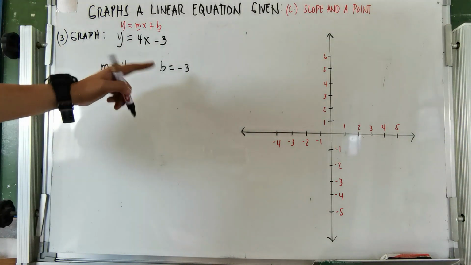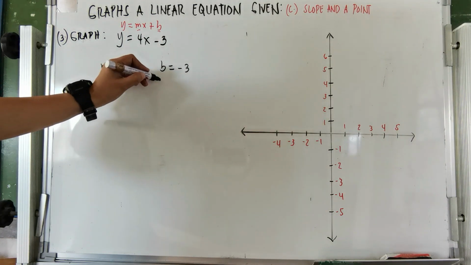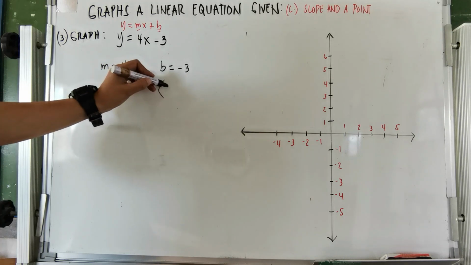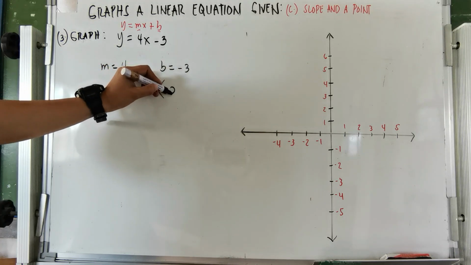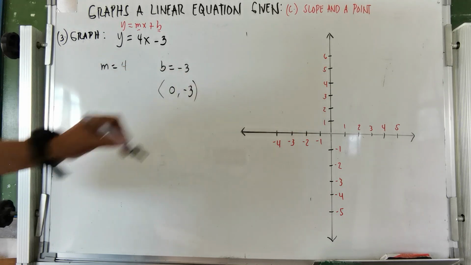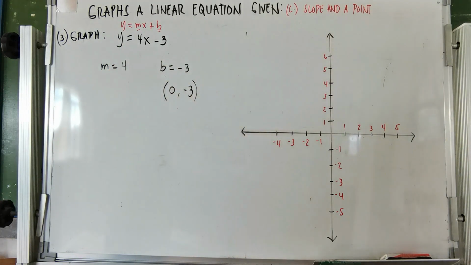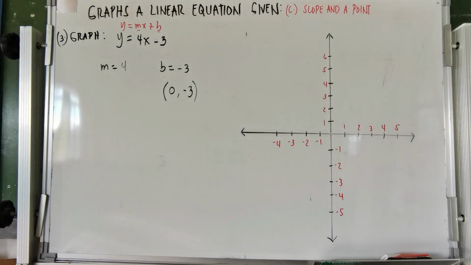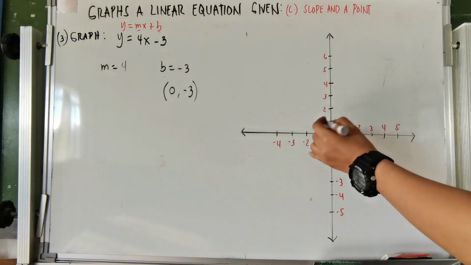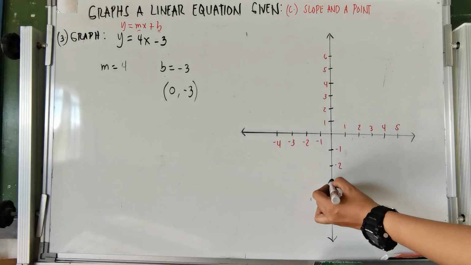After that, since ito ay y-intercept, gagawin lang natin siyang coordinates. So, kung ito ay negative 3 and siya ay y-intercept, our first coordinate is automatic 0. So, ipaplot lang natin yung coordinates ng y, which is negative 3. Okay, so we have (0, -3). In Cartesian, we have 0, then 3 units downward sa ating y-axis.